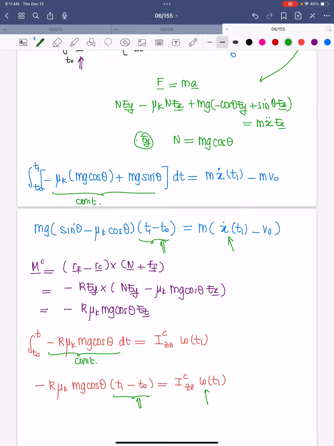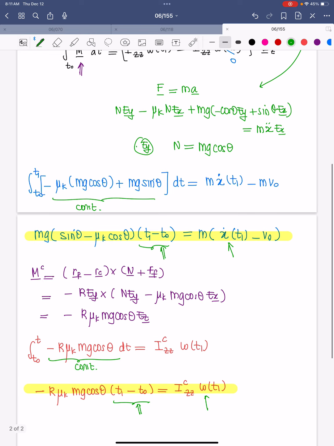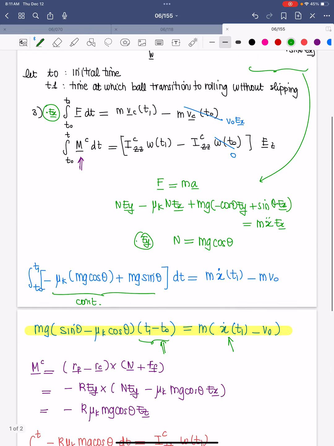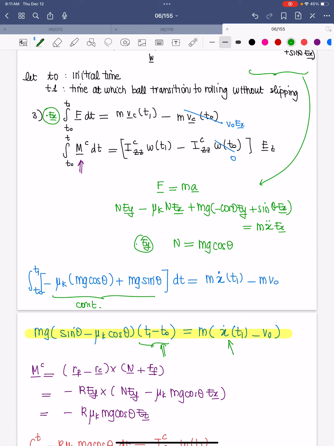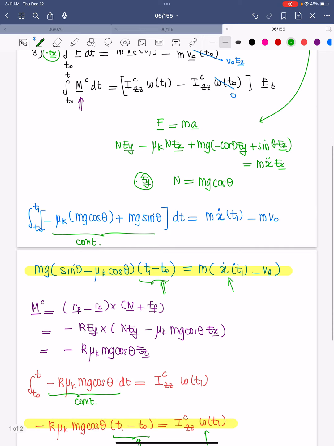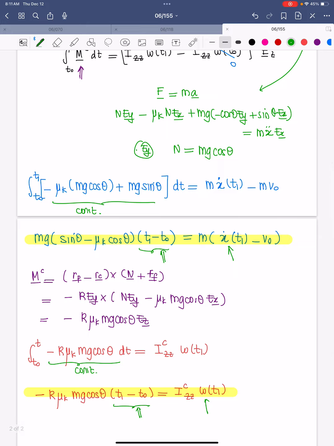So far I have these two equations. Let me highlight them here, this one and this one. Two equations but three unknowns. Now we go back and think about the specific time t1 at which the ball transitions to rolling without sliding. When the ball starts rolling without sliding, we know that there is a relationship between omega and x dot.